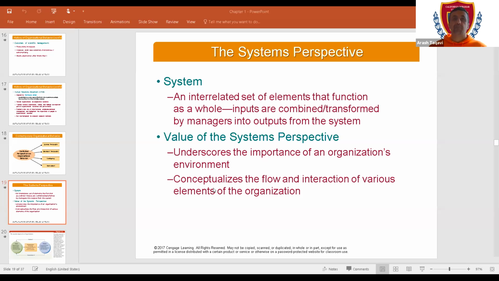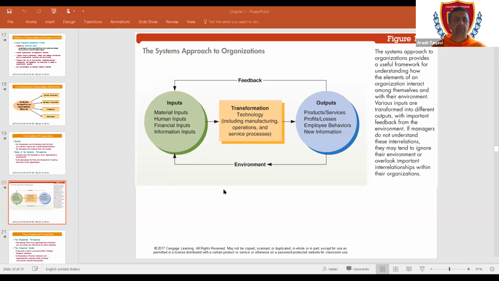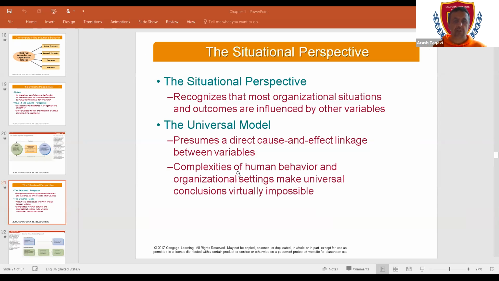Value of the system perspective. What are the advantages, comparative advantages of this definition and of working with system perspective or systematic thinking? One, underscores the importance of an organization's environment because we are a system. Two, conceptualize the flow and interactions of various elements of organization. The system approach to organization, you see input, output, and transformation technology.